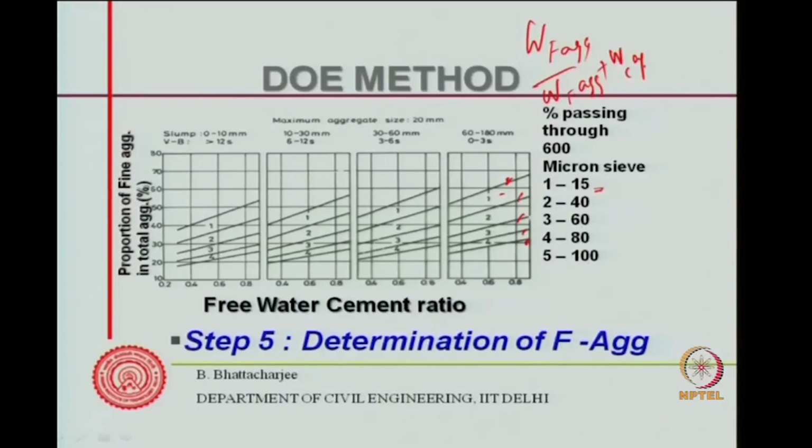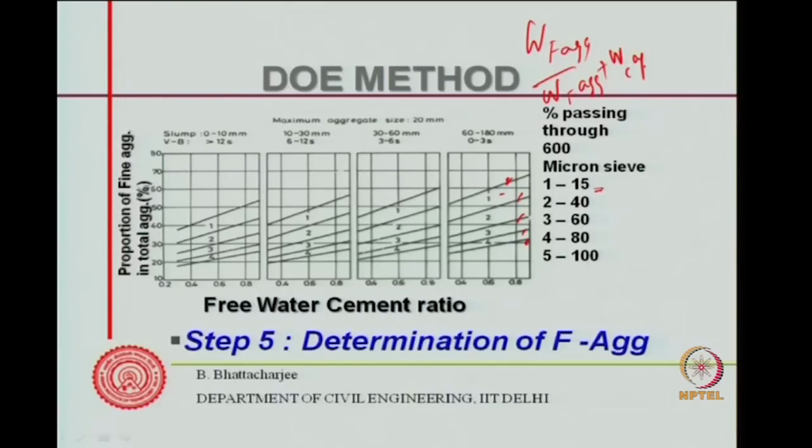Therefore, total aggregate content you have found out by subtracting the cement content and water content from wet density. Wet density you have found out from the curve, and then once you have found out the total aggregate content, the proportion of the fine in the total is known. If the sand is finer and you need higher slump, you will put more sand, right? And it will also depend upon the MSA.